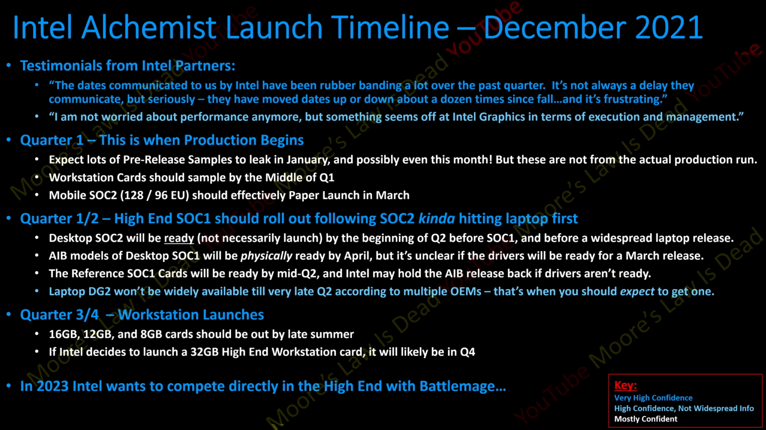And then, this final juicy tidbit I want to put here at the end of all of this information. In 2023, I'm told by multiple sources, Intel wants to directly compete in the high end with Battlemage. That's why they're wondering if it's even worth bothering with a 32GB high-end workstation card at the end of 2022, if already in 2023 they're going to have high-end workstation cards directly competing possibly with RDNA 3, maybe even RDNA 4. I know everyone says that's not possible, but again, a lot of people said that AMD wouldn't possibly compete with high-end Ampere with the follow-up to RDNA 1.